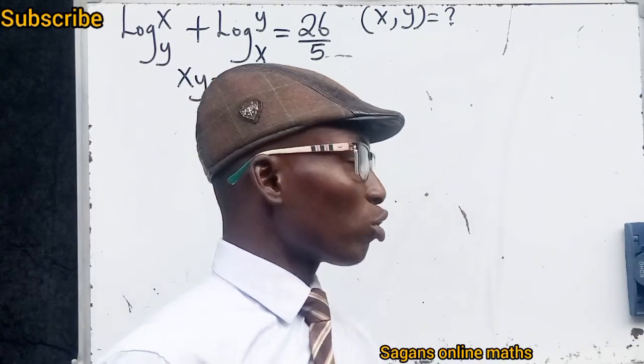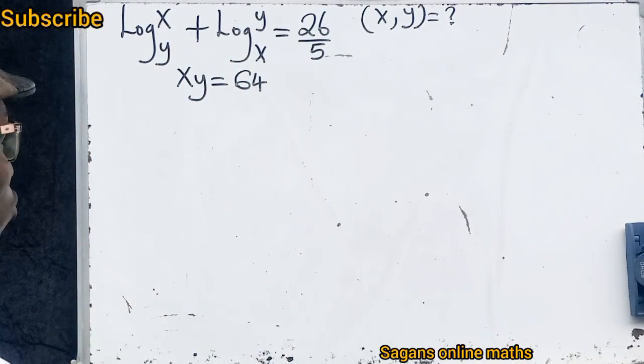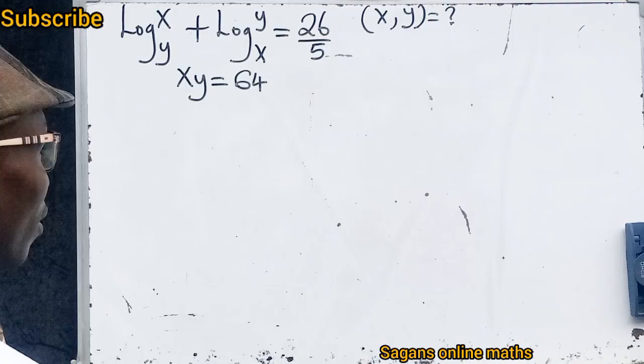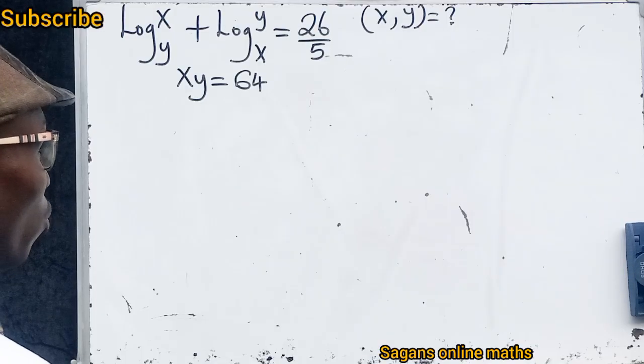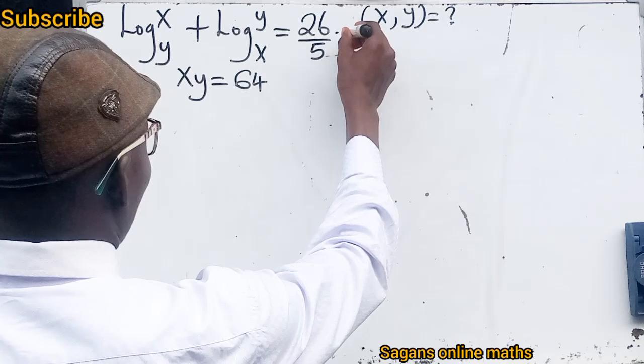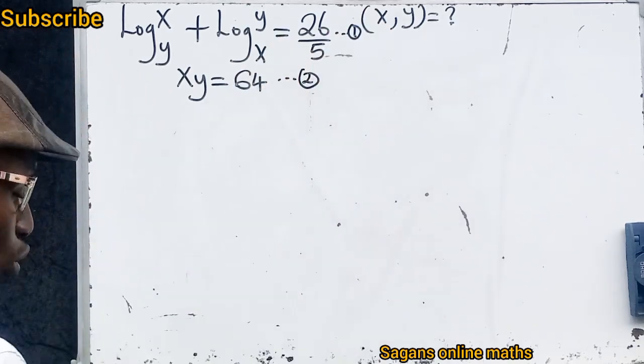Okay. Now look at what you are given. You are given that log s base y plus log y base s equals 26 divided by 5. And again, s multiplied by y equals 64. We can call this our equation 1. I can also call this our equation 2, since we have two equations here.